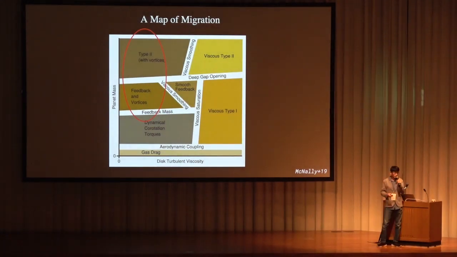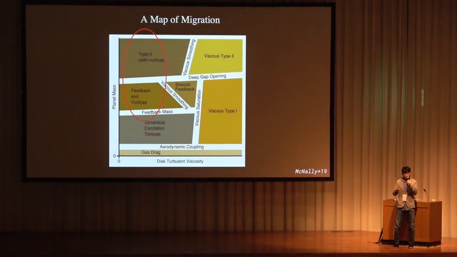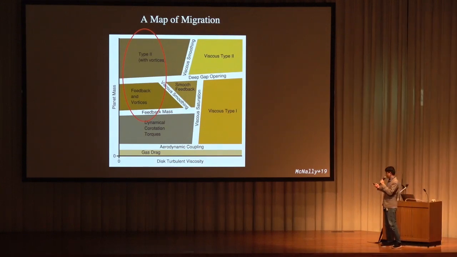When you take your viscosity and you lower the viscosity of the disk, more things happen than just the planet trying to open a gap. Specifically, you create vortices.